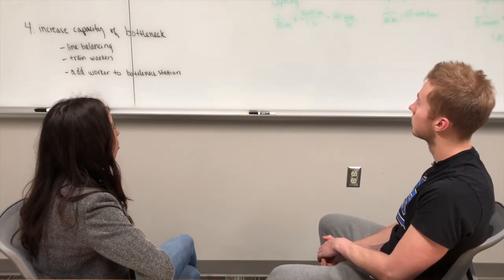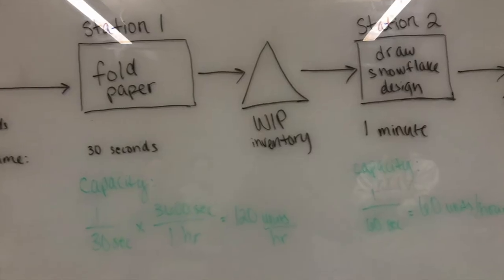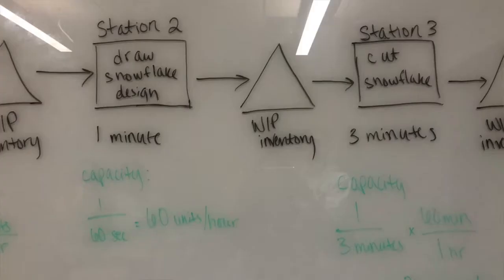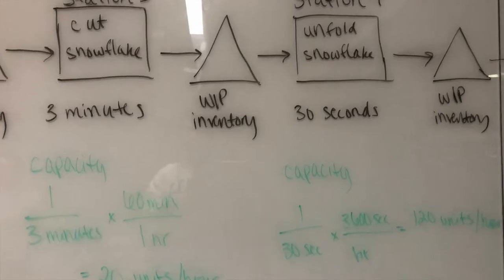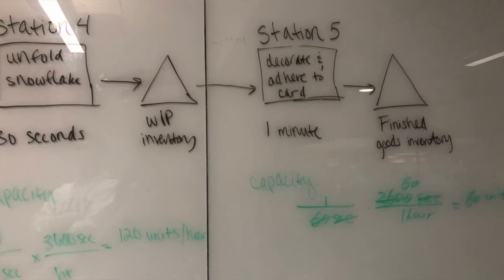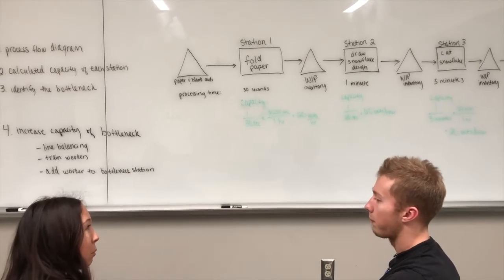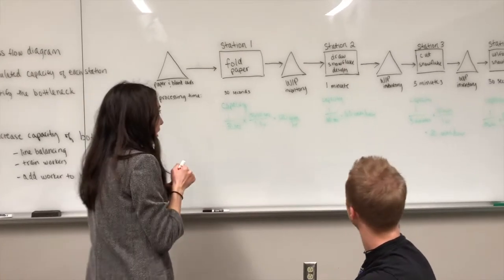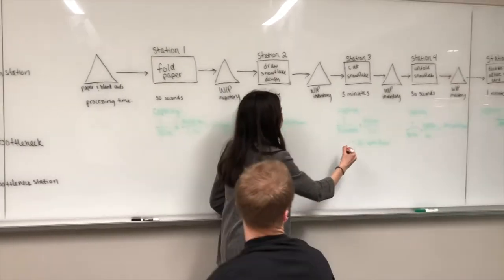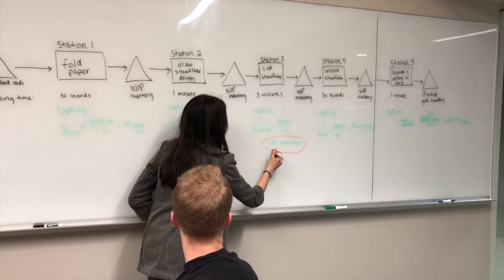As you can see, Station 1 can process 120 units per hour. Station 2 can process 60. Station 3 can process 20. Station 4 can process 120. And finally, Station 5 can process 60 units. So based on this information, the bottleneck will be the station with the lowest capacity. So in this case, Station 3, cutting the snowflake, is your bottleneck.